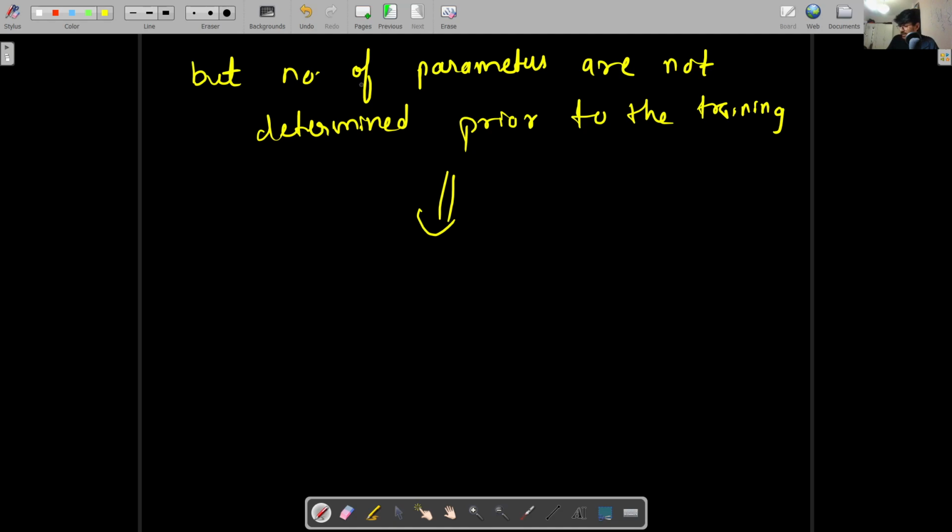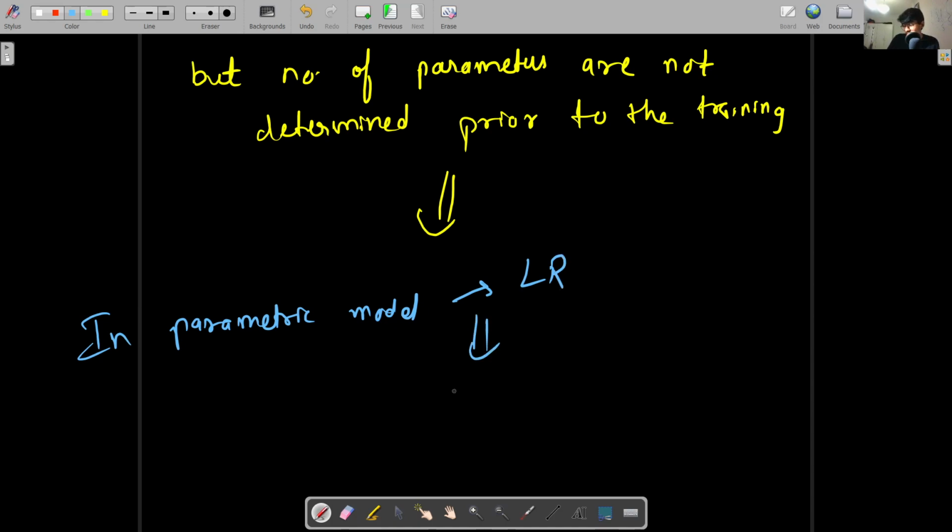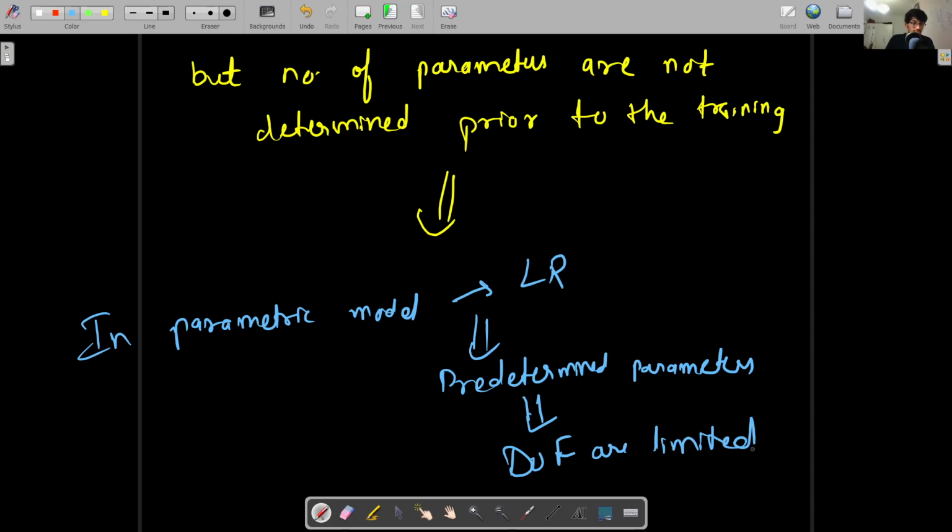And apart from that, I'm comparing these two things: in parametric models like linear regression, we have a number of parameters defined, so it has predetermined parameters. So its degrees of freedom are limited. It's not totally free like a decision tree to grow to any depth. But in a decision tree, it's not at all limited. You can grow the tree to the maximum depth, no one cares. In parametric models, degrees of freedom are limited, so there will be less overfitting.